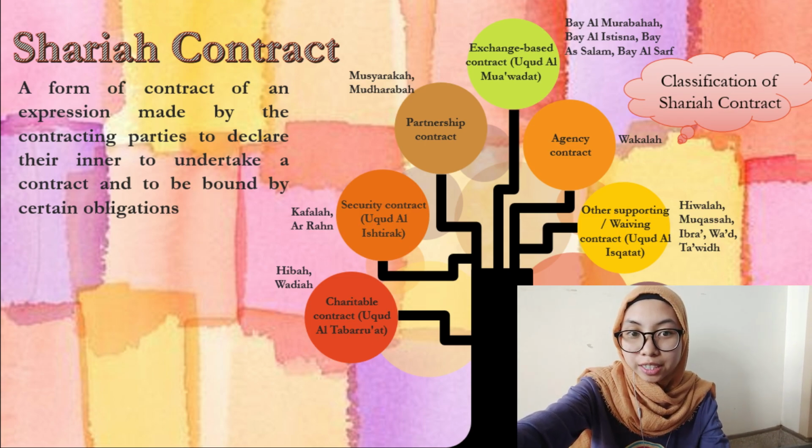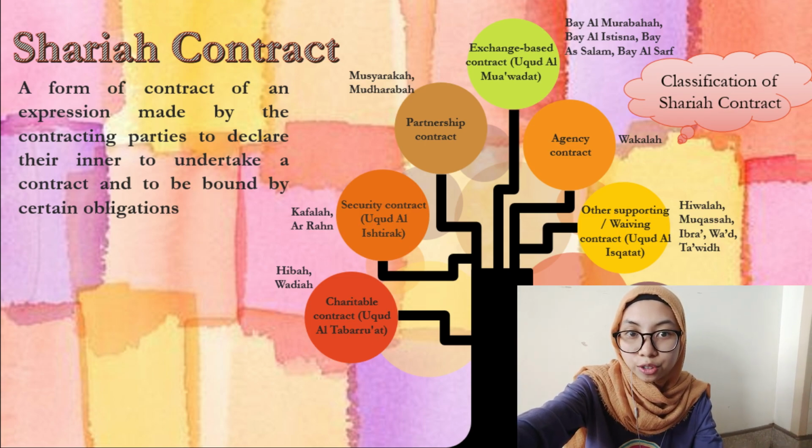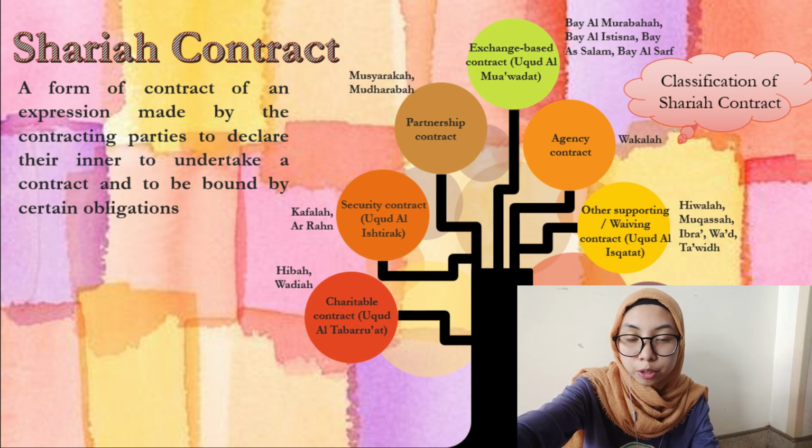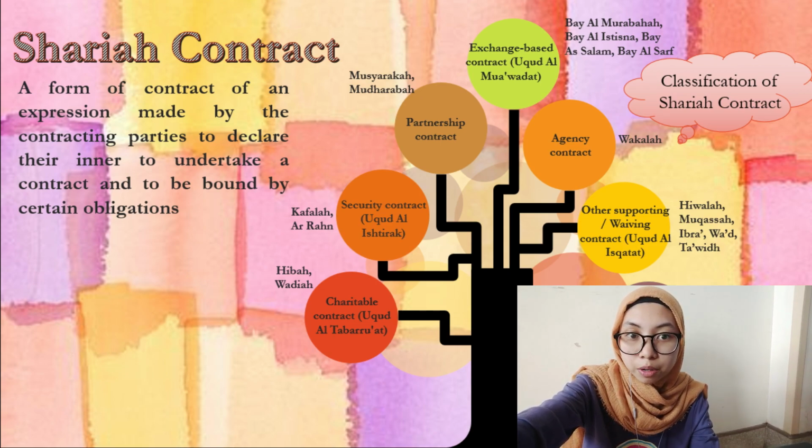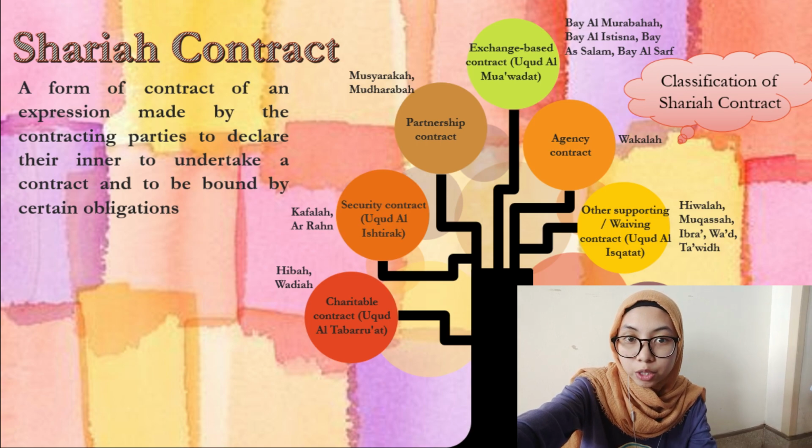There is also security contract, also known as uqud al-istithaq. Kafala is a guarantee contract to perform the promise or discharge the liability of a third person in case of his default, while ar-rahnu is a pawnbroking contract whereby a valuable item is collateralized to a debt, which may be utilized as payment should the debt not be repaid within the agreed period.